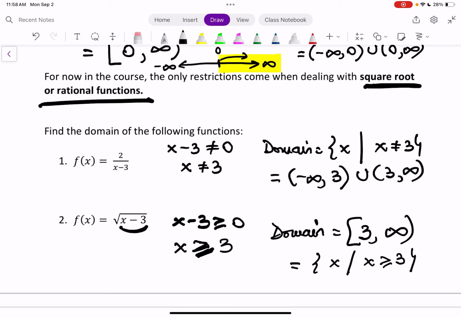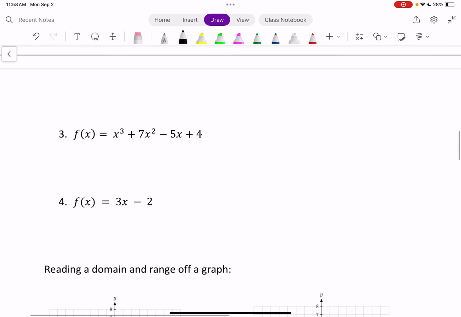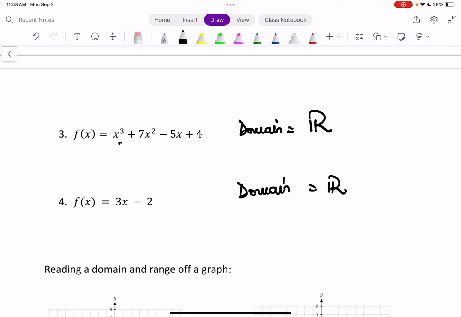All right, here's another one. As you see, there are no restrictions on this function. There are no square roots. There are no fractions with x's on the bottom. So the domain for both these functions is all real numbers. Any real number you plug in here for x is going to produce a real answer. Any real number times 3, subtract 2 is going to produce a real answer.